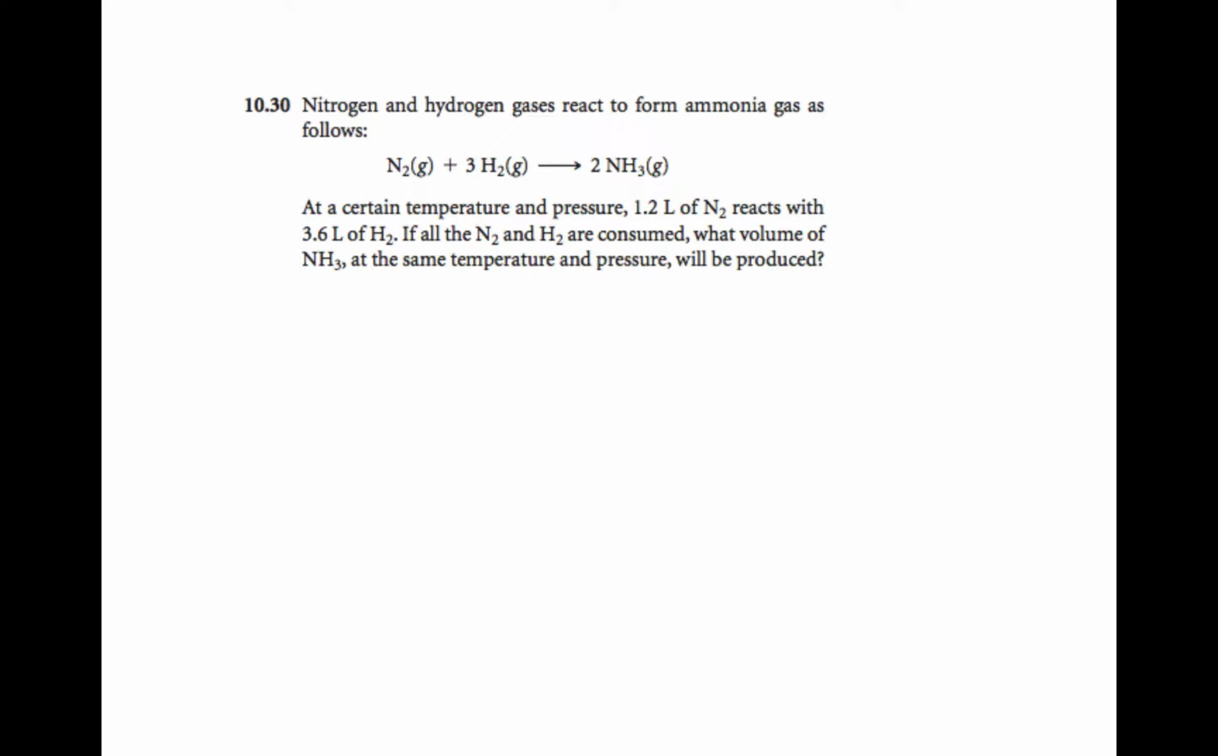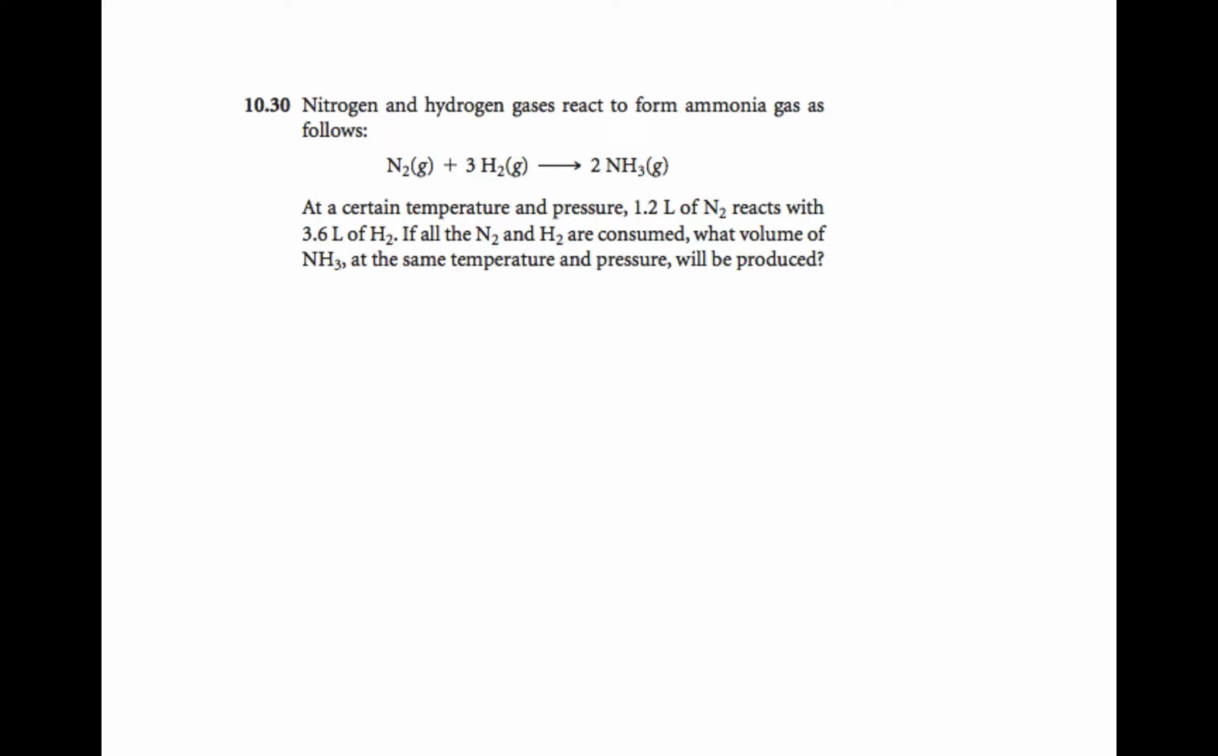Nitrogen and hydrogen gases react to form ammonia as follows. All right, so 1 mole of nitrogen reacting with 3 moles of hydrogen makes 2 moles of ammonia. At a certain temperature and pressure, 1.82 liters of nitrogen reacts with 3.6 liters of hydrogen. If all the nitrogen and the hydrogen are consumed, what volume of ammonia is produced at this temperature and pressure?